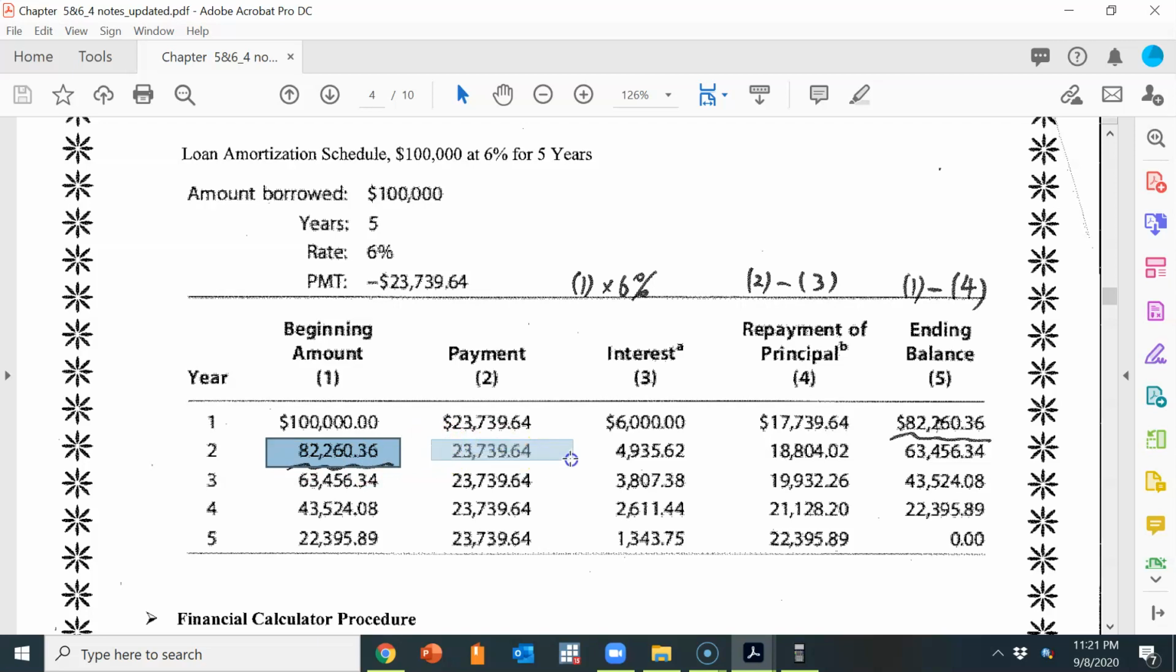Okay, then we go to second year column 2, total payment. It's the same for every year. Second year column 3, interest. Again, we use the beginning amounts in column 1 here, 82,000 multiplied by 6%. We get 4935.62. So you can see the interest we're paying here is declining because the beginning amount is declining as we pay back more principal.